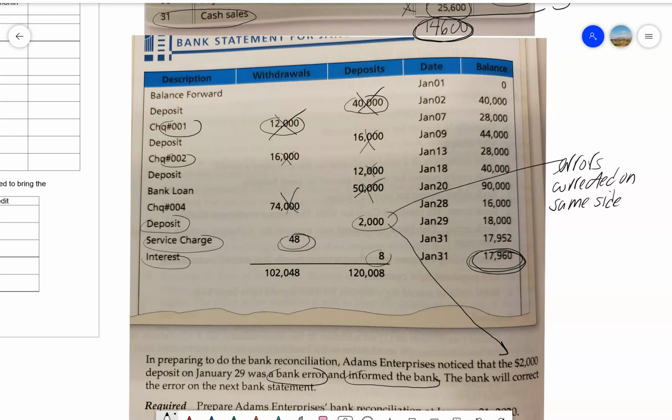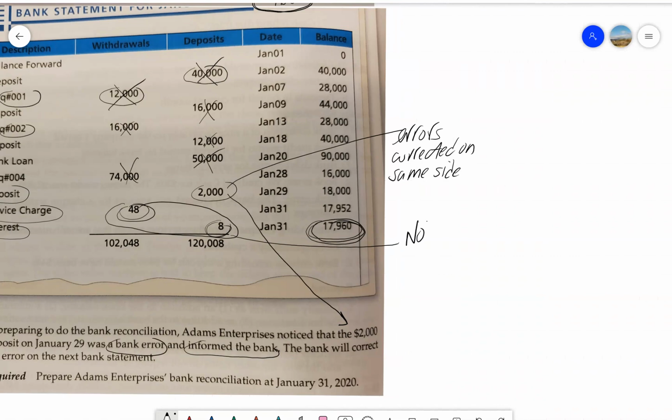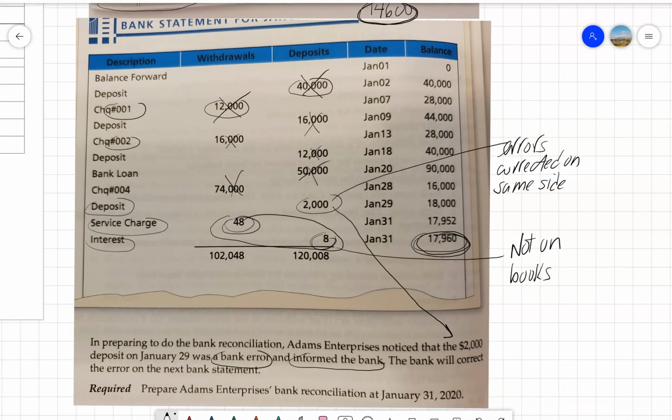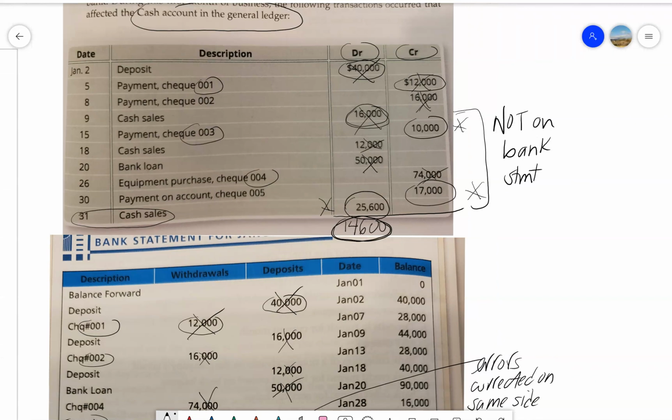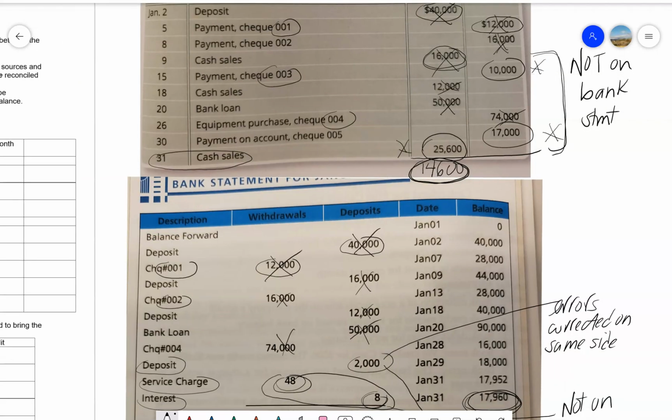Whereas these two amounts, the 48 and the 8, are not on the books or the general ledger. And so they're going to show up on the book side of the bank reconciliation. Remember, we're trying to identify differences. If it's on the bank statement but not on the books, we have to get it on the books. Whereas above here, these items are not on the bank statement, so we have to get them on the bank statement. So now that we've identified these differences, we can go to our bank reconciliation.